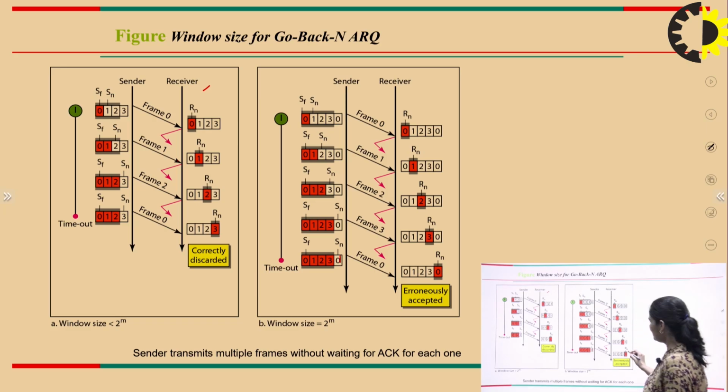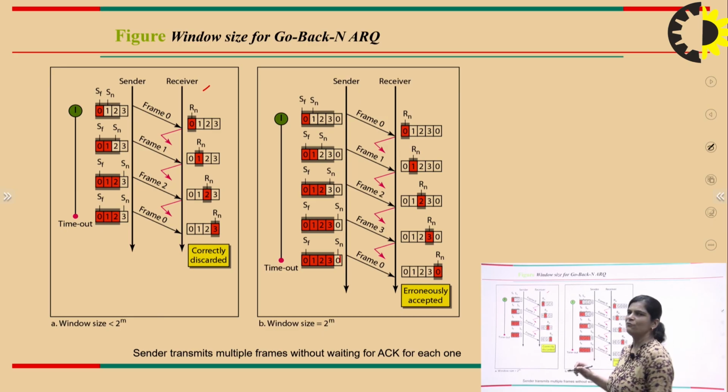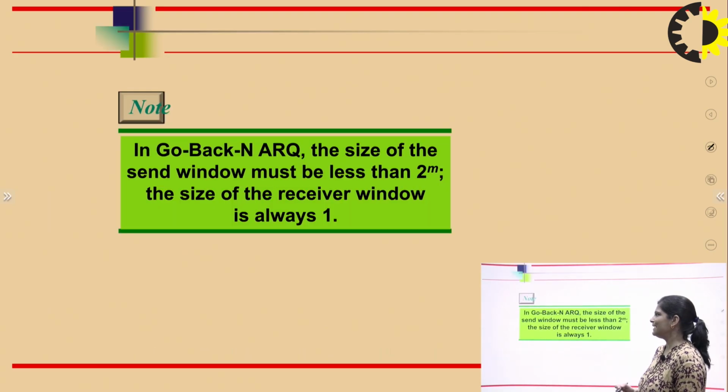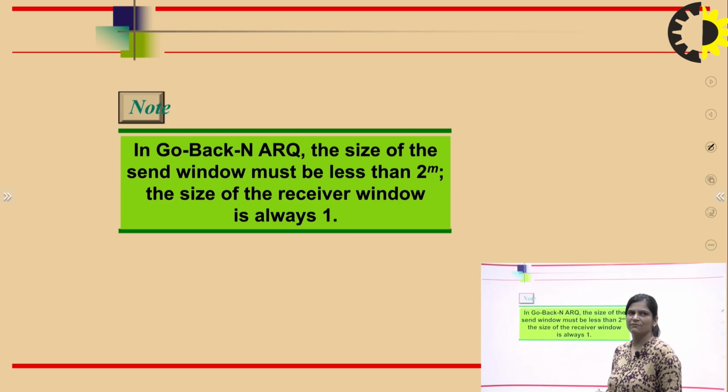But here it is received as a repetition of frame 0. It should be 4 or 5, then you can say that it is correct. So here the window size, if you have to find it, is 2^m. Now in Go-Back-N ARQ, the size of the send window must be less than 2^m. The size of the receiver window is always 1.